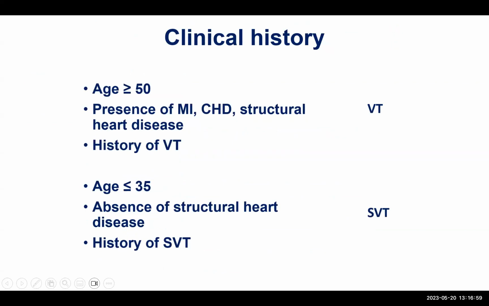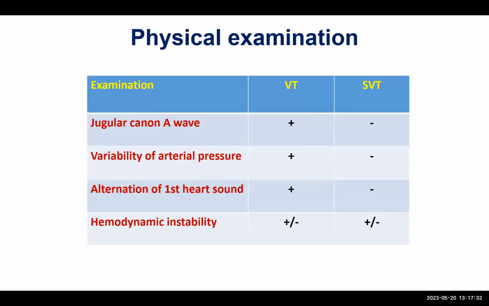So clinical history. If the patient is old, 50 years of age or older, if there's structural heart disease, this is very high sensitivity and specificity that the tachycardia we have is a ventricular tachycardia. Again, if the patient has previous history of ventricular tachycardia, the wide QRS complex we have is more likely to be ventricular tachycardia. The opposite, in young age, absence of structural heart disease, previous history of supraventricular tachycardia, we should think more that the diagnosis is likely to be supraventricular tachycardia with aberrancy and not a VTAC.